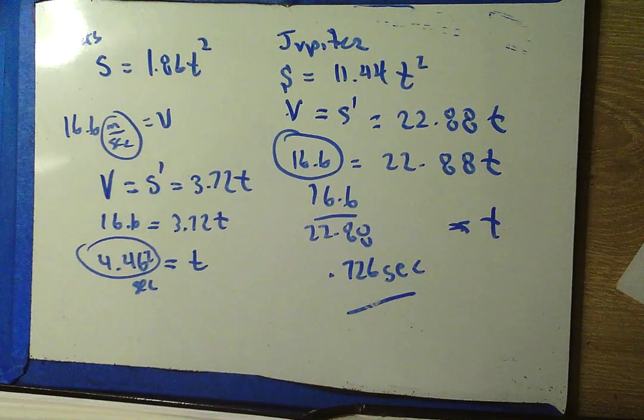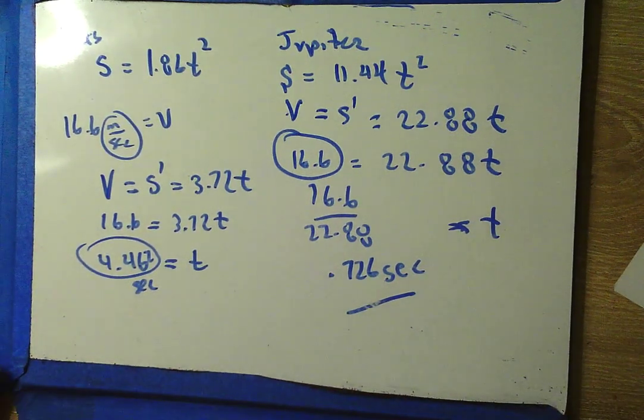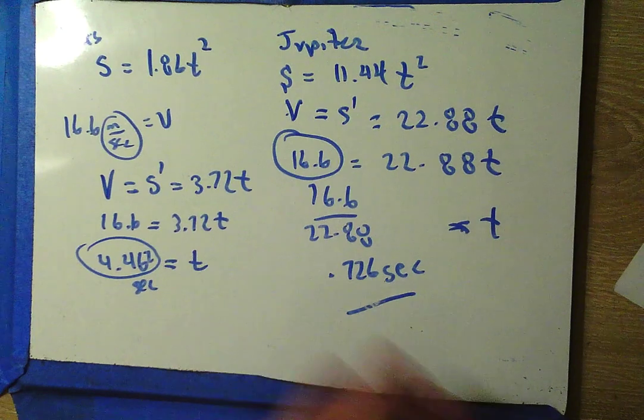Okay, it's funny because I would have expected Jupiter to be a lower gravity planet because it's got such a larger radius. But I guess I stand corrected.